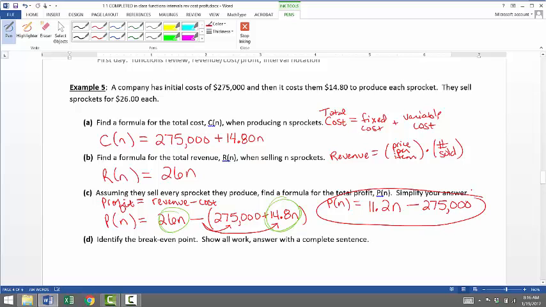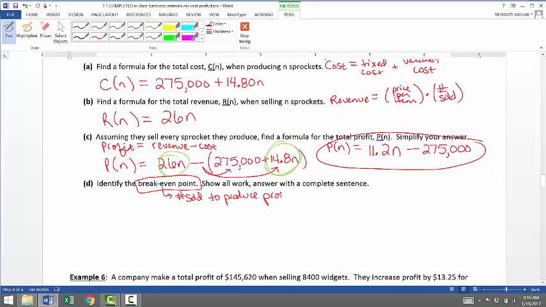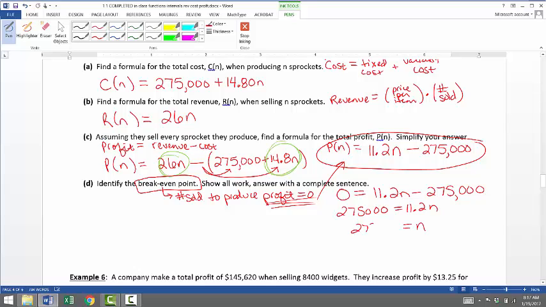It asks us to identify the break-even point. So how many do they need to sell to go from a negative profit into positive profit? So we need to find the number sold when the profit equals 0. So we have a profit function, and we're going to let the profit equal 0 in the profit function, and we're going to solve that profit function for n. We add 275,000 on both sides, and then we divide both sides by 11.2. I'll just pull out my calculator and divide that out.